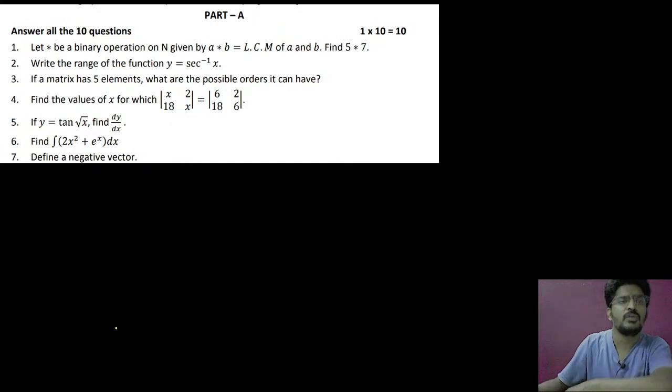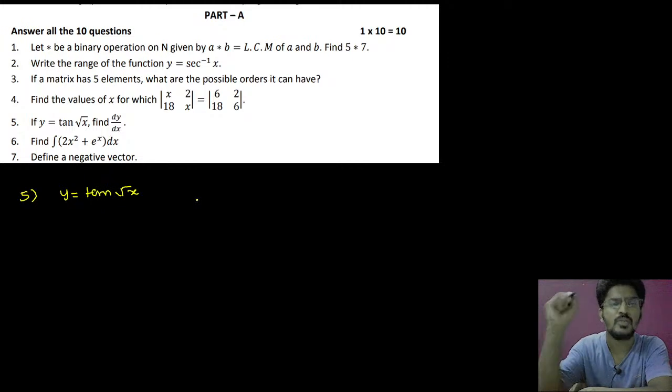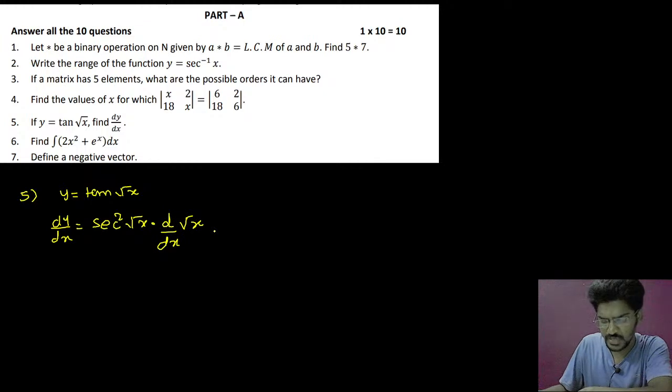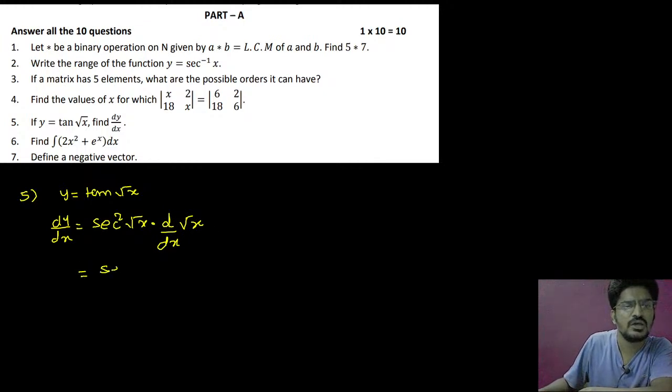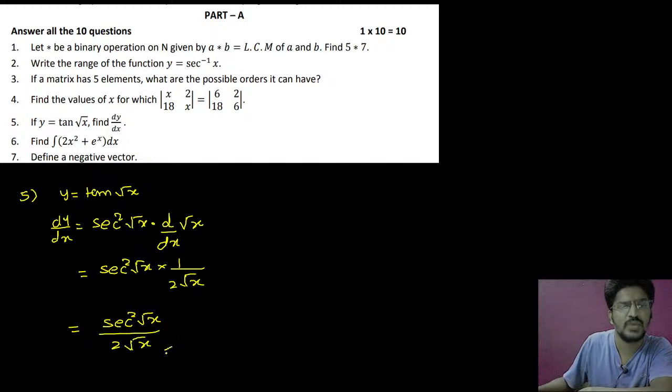Then we can go for problem number 5. That is, if y equals tan of root x, find dy by dx. No problem. Here you have to apply the chain rule. So dy by dx equals the differentiation of tan, which is secant squared root x, into d by dx of root x. What is the differentiation of root x? 1 by 2 root x. So secant squared root x into 1 by 2 root x. Therefore the answer is going to be secant squared root x divided by 2 root x. So this will be your answer.